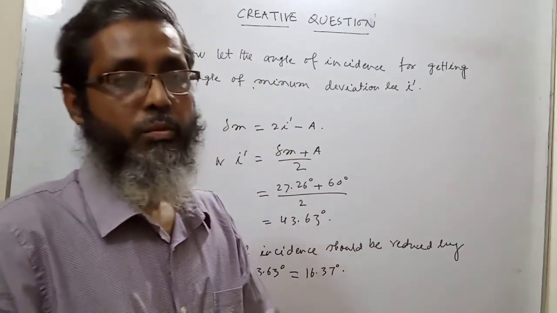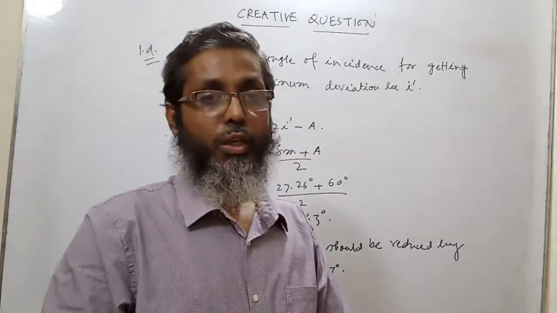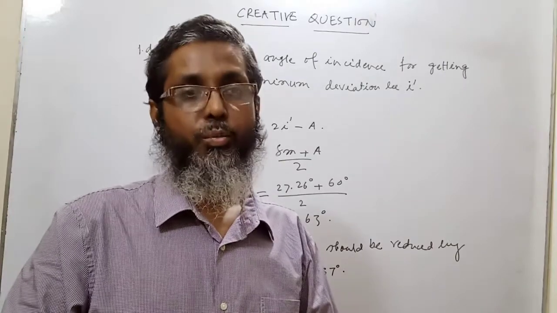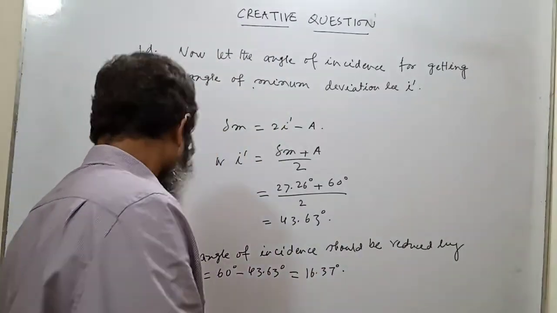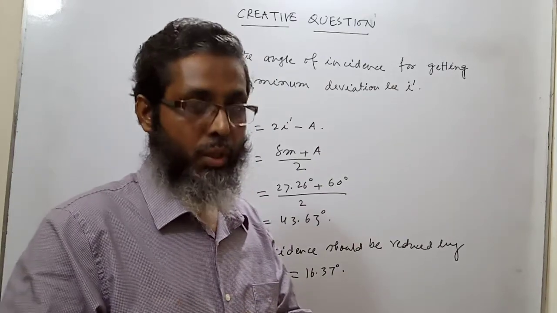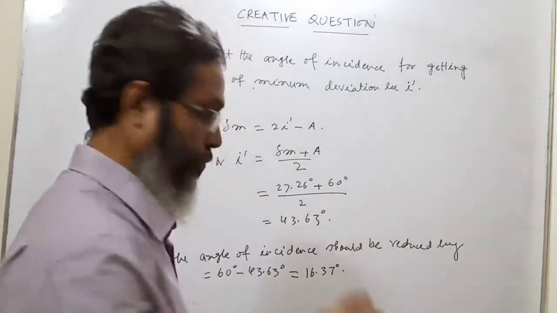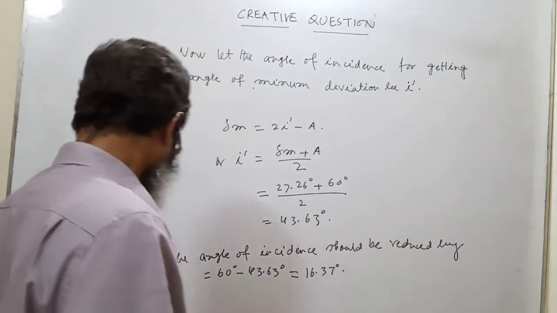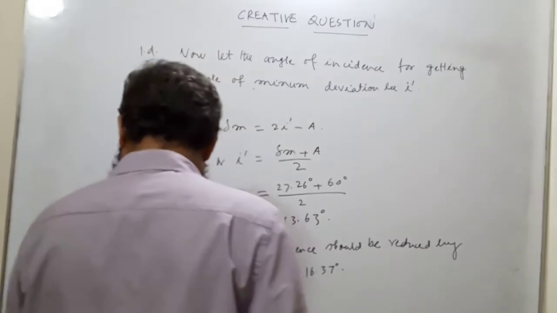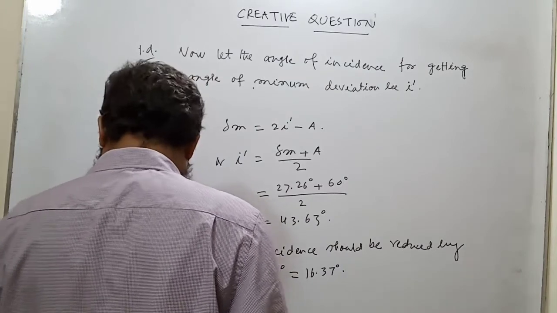This question came in 2018 in Dhaka board, Dinajpur board and Sylhet board. That means in this region this question came. So this is a very important one. I think you understood the question. Now we will go for solving the second question, second creative.